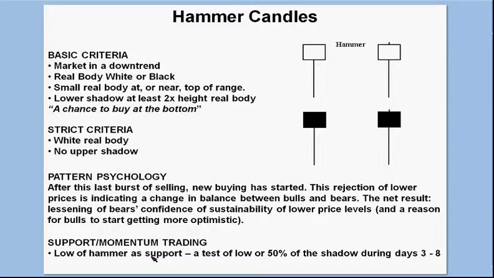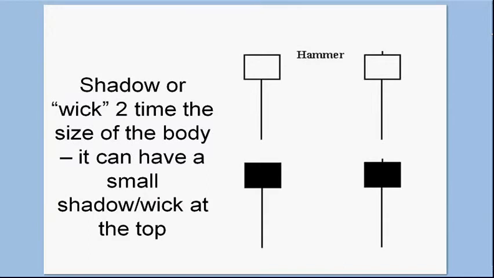I don't mind a test below it, but I don't like to see a close below the hammer. When you close below support, then what you have to start looking for is your next support area. Again, on this chart here, the shadow or the wick is 2 times the size of the body, and it can have a small shadow or wick at the top. So 1, 2, 3, 4 in priority as you are looking for candles.